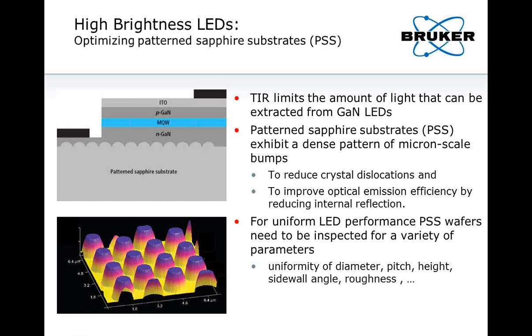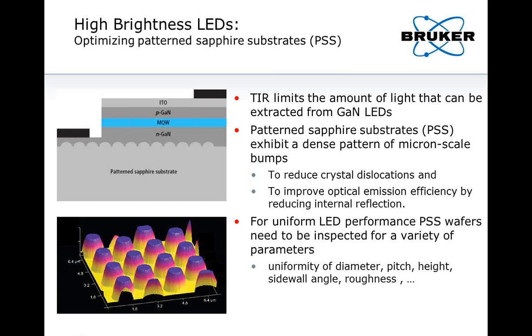So why is that? You have a problem on high brightness LEDs with total internal reflection, and that limits the amount of light that can be extracted from these devices. One of the ways to mitigate that is to pattern the sapphire substrate underneath, and these patterns exhibit basically a dense pattern of microscale bumps, and they do two things. They reduce crystal dislocations, and they also improve the emission efficiency by reducing these internal reflections.